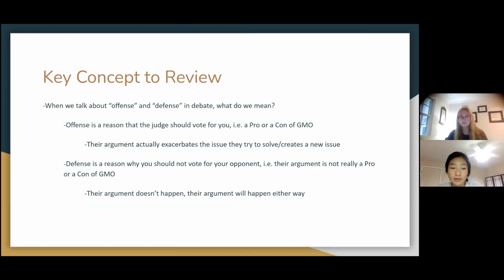And we're going to talk more about defense in our next lab, but it's basically when you come up in rebuttal and you're rebutting your opponent's case and you're saying that their argument doesn't really happen or something, that is a reason to not vote for your opponent. But to win a round, you need offense.